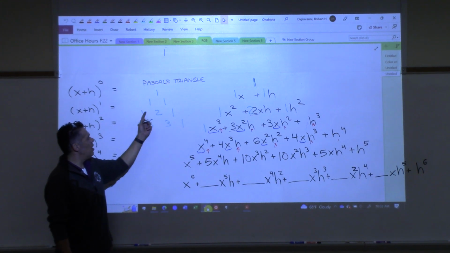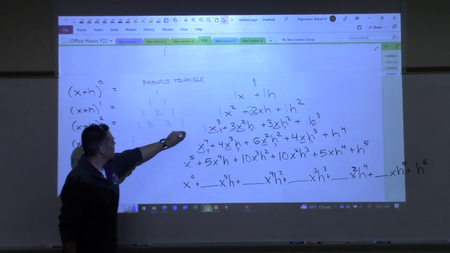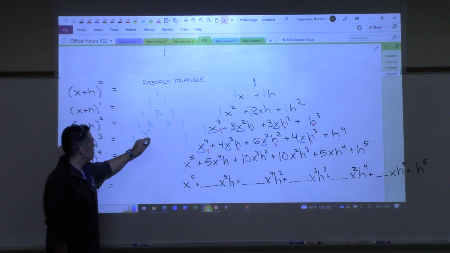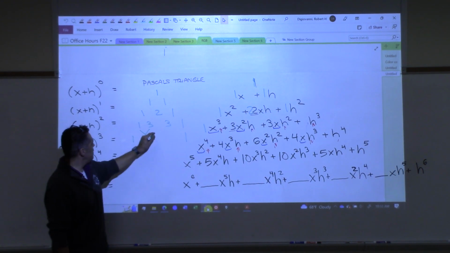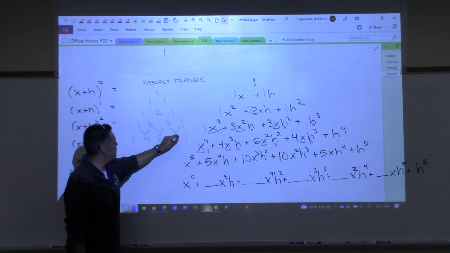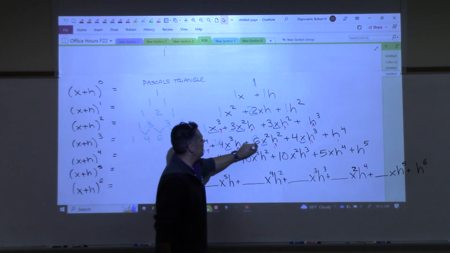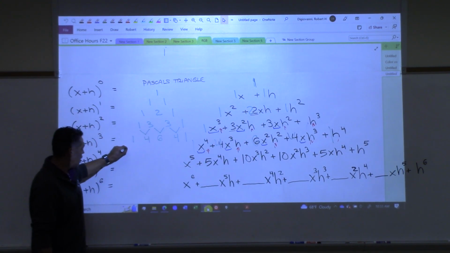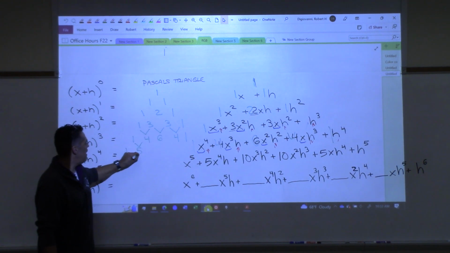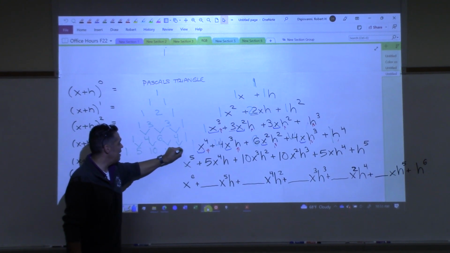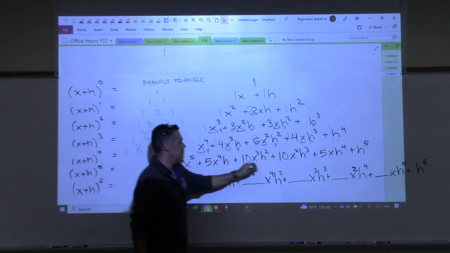Do y'all see that there's always 1s on the edges? This next number is a 4, right? That 4 comes from adding those two numbers together. If you take these numbers together, add, you get 6. And those two numbers together, you get 4. And do you see it? 1, 4, 6, 4, 1. The next row would start with the 1, add those together, you get 5, add those together, you get 10, add those together, you get 10, add those together, you get 5, and then the last number is a 1. And that's this one, right?